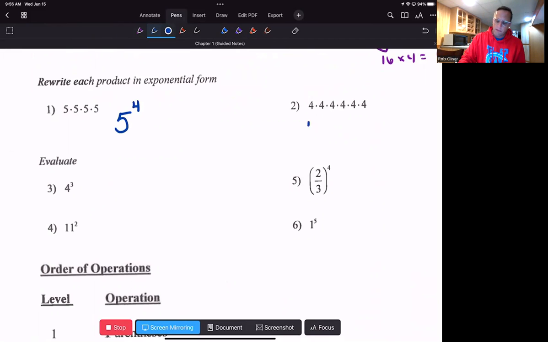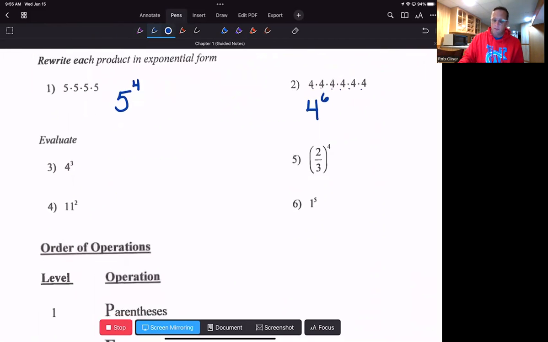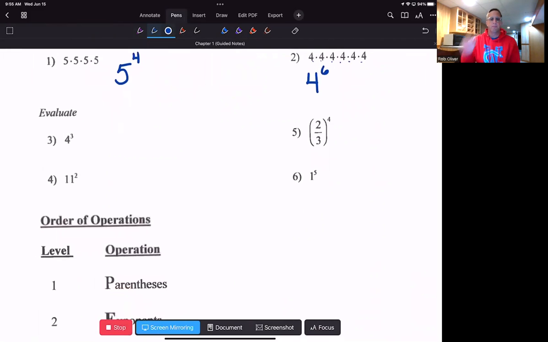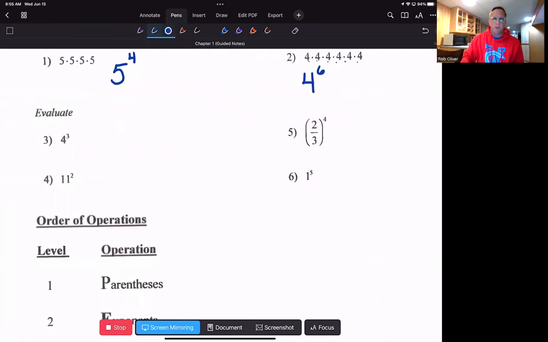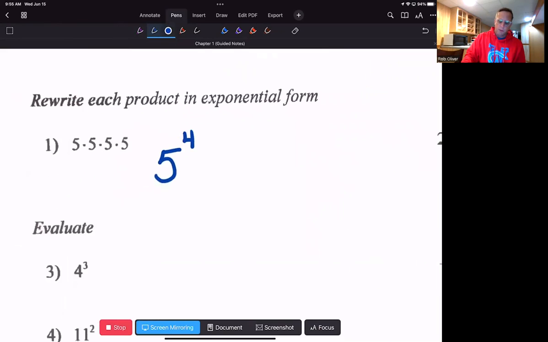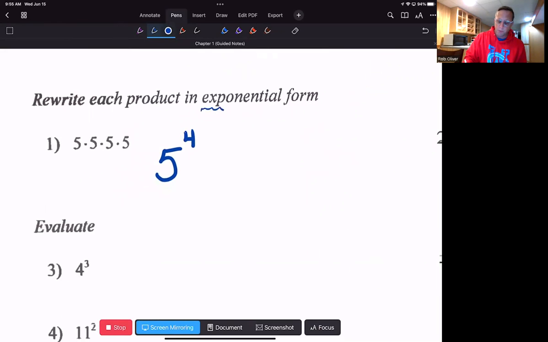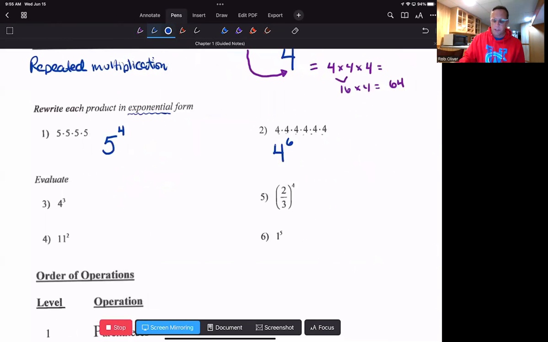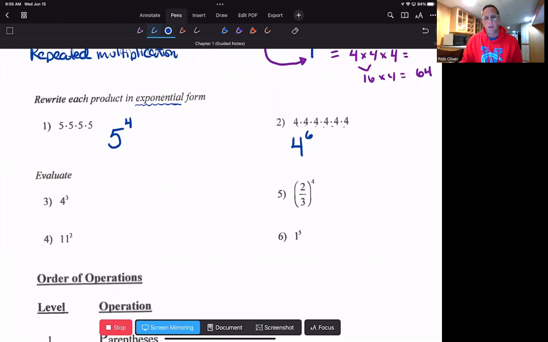The next one, we've got 4 repeatedly multiplied 6 times. 1, 2, 3, 4, 5, 6. 4 to the 6, and that's it. If you look at the way that question was worded, it says find it in exponential form. All we needed to concern ourselves with was writing it as an exponent.